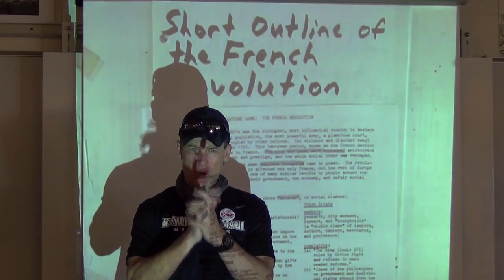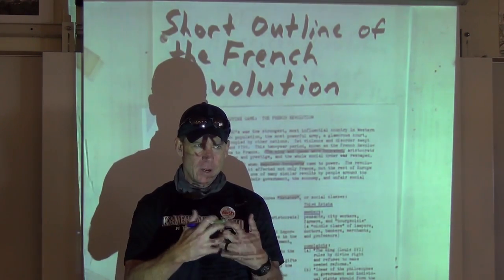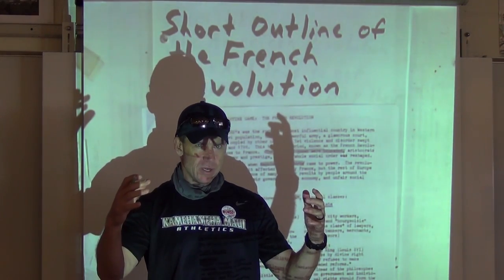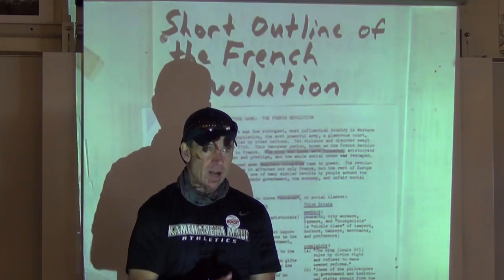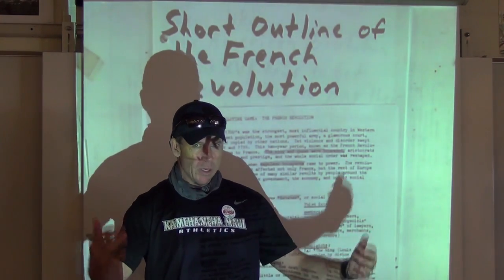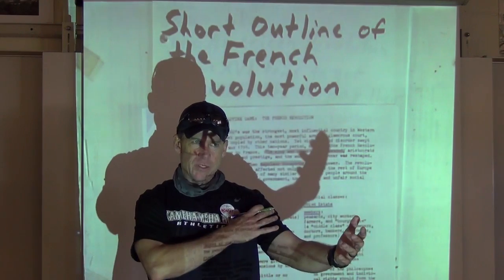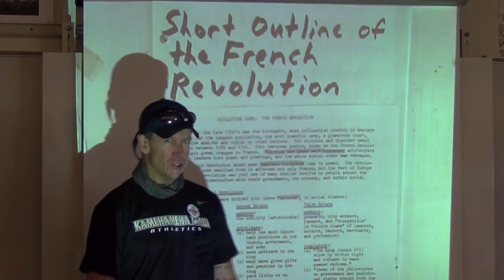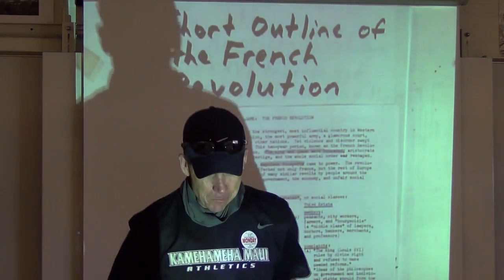So here we go. We're going to continue our discussion about the Enlightenment time period and the rise of the problems in France, the French Revolution, how it really gets rolling. We'll see how the philosophes that we discussed last time have something to do with this. This one's going to be called a short outline of the French Revolution. You need a blank piece of paper. Here we go. All right.